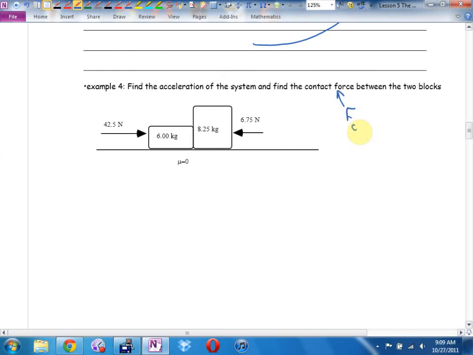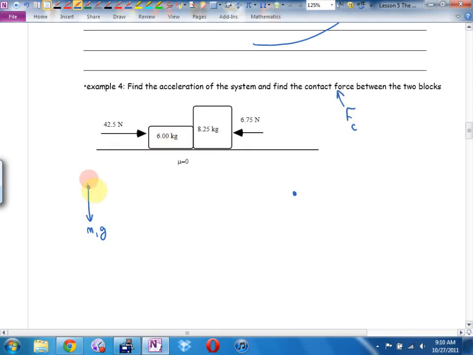Let's do a free body diagram for the 6 kilogram and a free body diagram for the 8.25 kilogram. What are the forces acting on the 6 kilogram? Get the obvious ones. By the way, we've left physics 11 behind. This is physics 12. M1G. Mitchell, is the 6 kilogram mass sinking into the ground? Is it flying into the air? Then there must be an equal force in the opposite direction. I'll call that normal force number one.